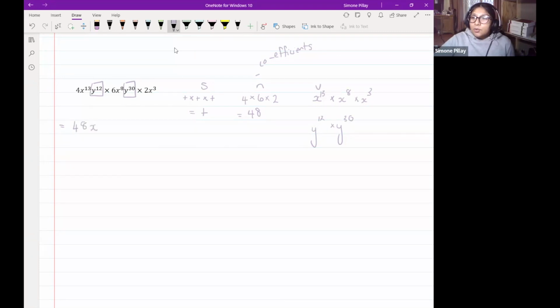And now I know I'm doing multiplication of powers with the same base. So what am I doing here? I'm going to keep my base and I'm adding up my exponents. 13 plus 8 plus 3. And then I also have my y variable, which will be 12 plus 13. And then we end up with 48x.